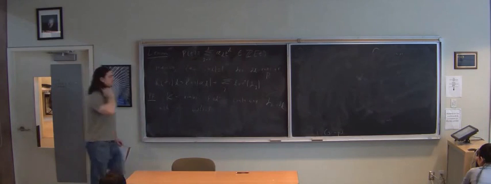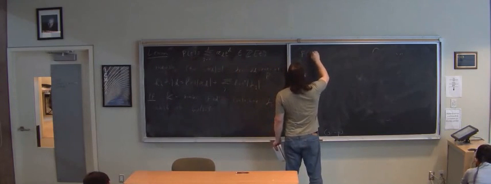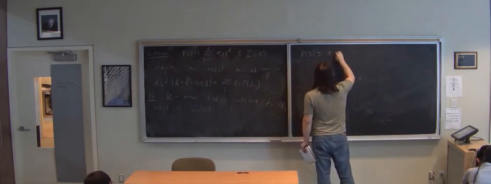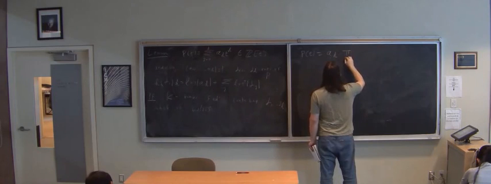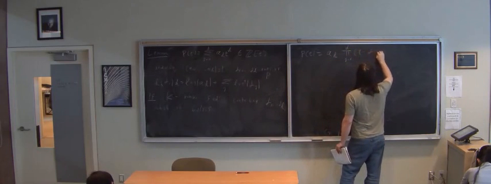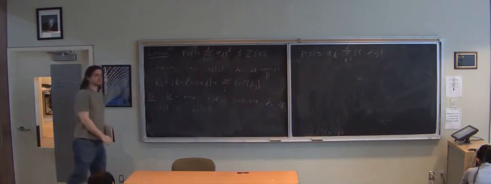Okay. Now we can write P of t as the leading coefficient times the product of t minus the roots.